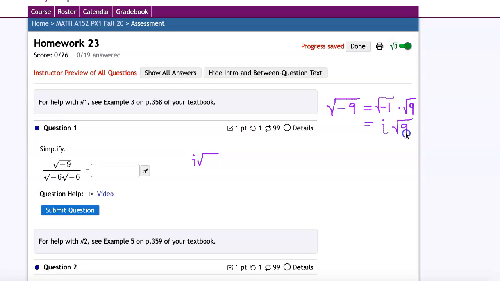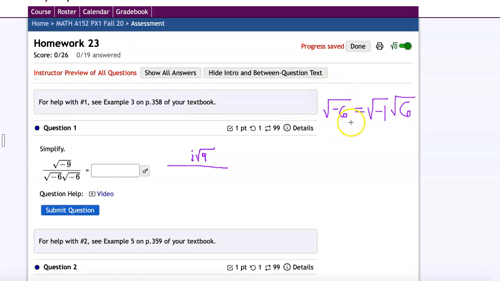That's exactly what I'm going to do right here. In this numerator, I have I times the square root of 9. Similarly, the square root of -6 is equal to the square root of -1 times the square root of 6, so we could rewrite this one as I square root of 6. Now it is essential that you do not combine these two radicals until you first change them over to be in terms of I. That's one of the rules of multiplying radicals with negative numbers. You first have to change them to be in terms of I.